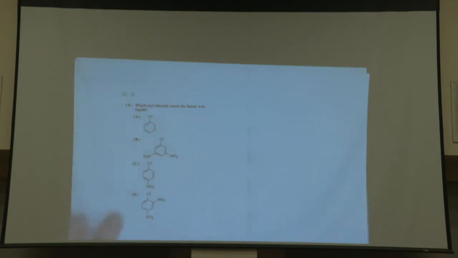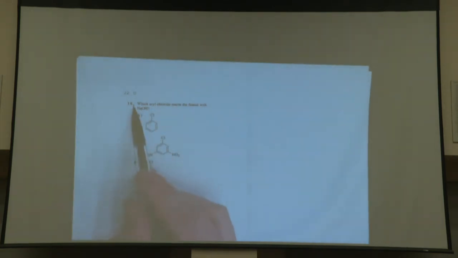Okay, so this is a good one. So this is saying which aryl, is that what that is? Aryl chloride reacts fastest with NaOH? What is NaOH? It's a base. Is that what you said? Yeah, definitely. What else is it? Is it an electrophile or a nucleophile? It's a nucleophile, right? You said it was a base.